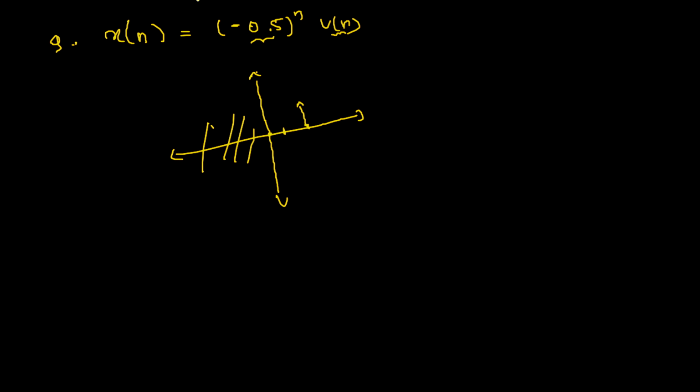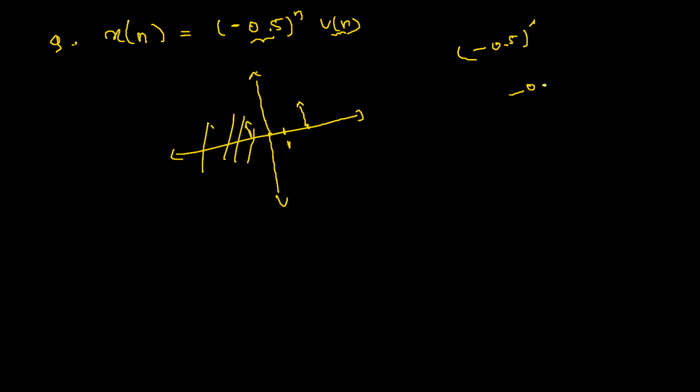So the thing is, what will the value of this function be at 1? Minus 0.5 to the power 1 ideally gives me minus 0.5. But since I'm multiplying it with the unit step function, anything on the left hand side of the y-axis is considered useless. And it's not just for 1, for any odd power of n, the value would have lied on the negative axis. But since we are multiplying it with the unit step function, anything on the negative axis is not considered. So let's only consider even powers.